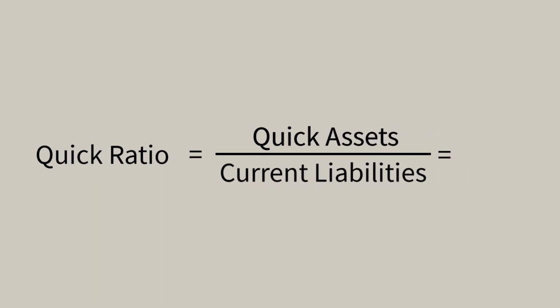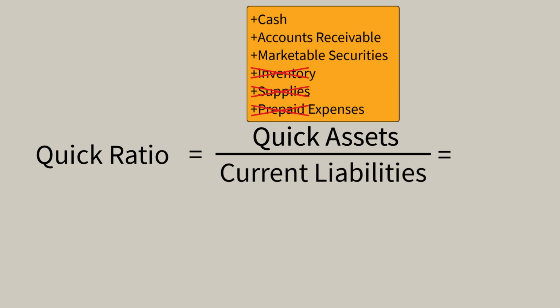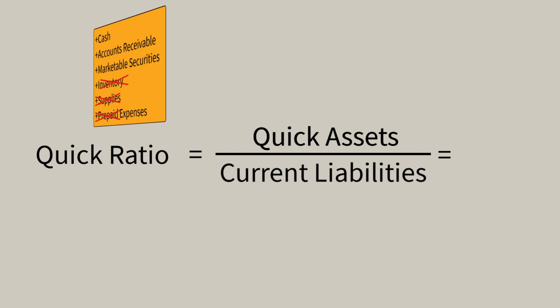A variation of the current ratio is the quick ratio. The quick ratio evaluates a business's ability to pay all its bills quickly or instantly. The quick ratio is like the current ratio, except that the numerator only includes assets that can be converted into cash almost immediately. Quick assets include cash, marketable securities, which could be sold at the click of a mouse, and accounts receivable, which could be used as collateral or a bank loan.